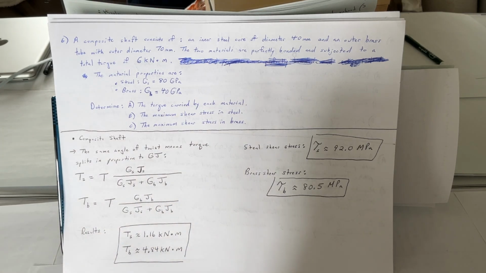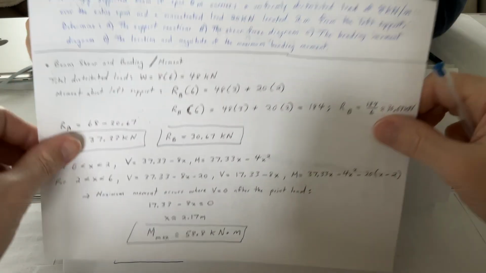The steel shear stress, tau sub S, is about 92.0 MPa, and the brass shear stress, tau sub B, is about 80.5 MPa when we substitute. Okay, that's number 6. Moving along to 7.